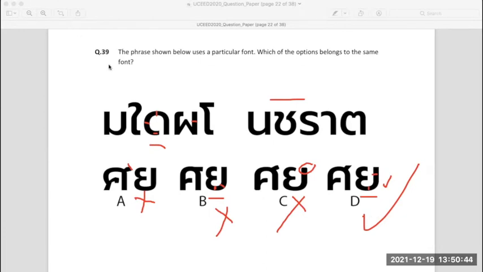Anybody has any doubt here? Is this clear? Anybody has any doubt? No, ma'am. Okay.